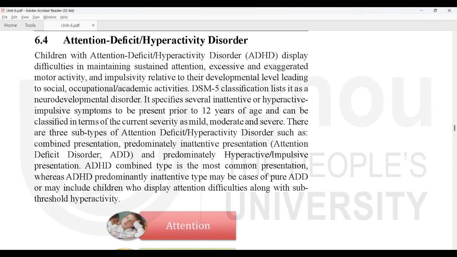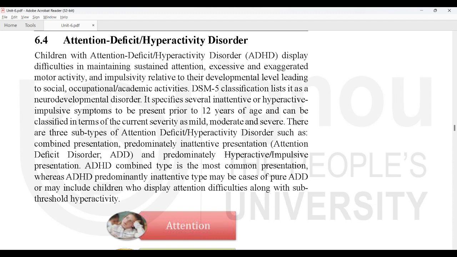6.4 Attention Deficit / Hyperactivity Disorder. Children with attention deficit / hyperactivity disorder, ADHD, display difficulties in maintaining sustained attention, excessive and exaggerated motor activity, and impulsivity relative to their developmental level, leading to problems in social, occupational / academic activities.